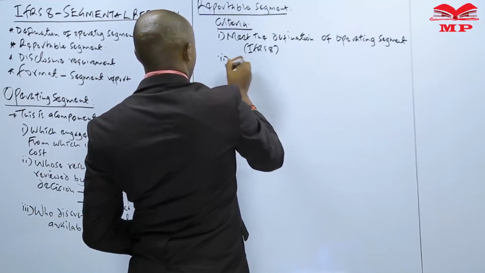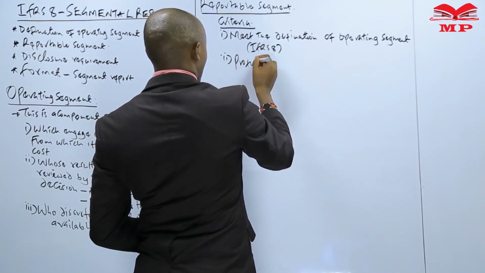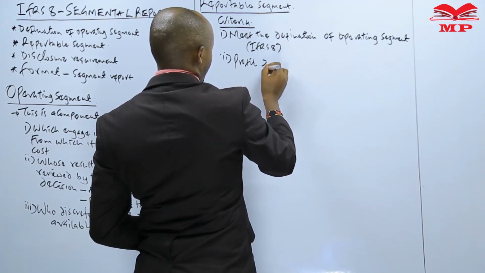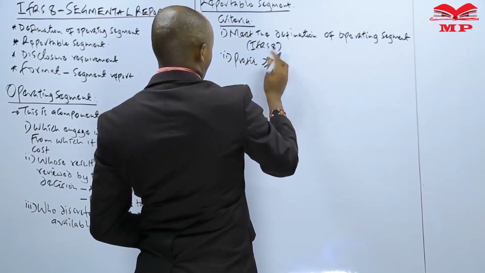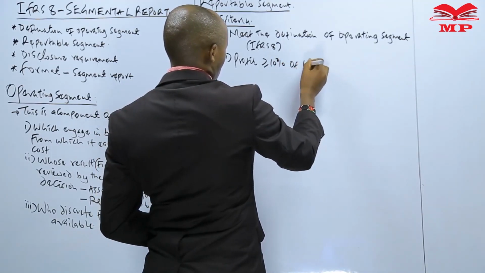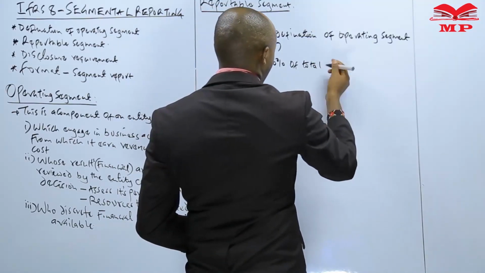Two is that the profit of that segment should be equal to 10% or more of the total profit of the company.